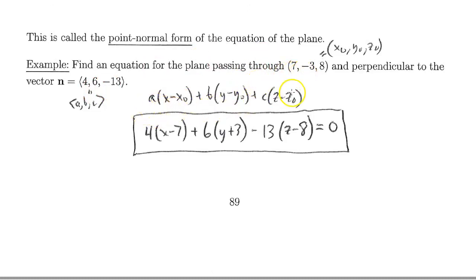Well, here's our formula. Oh, I forgot to put the equals 0 over here. But a times (x minus x naught) plus b times (y minus y naught), and so forth. This equals 0. So plug things in. Well, the a is 4. So we have 4 times (x minus 7) plus 6 times (y minus a negative 3, or y plus 3), plus a negative 13 times (z minus 8). Okay, equals 0. Okay, so this is the equation of the plane.